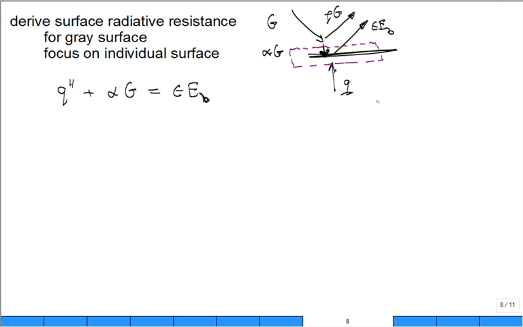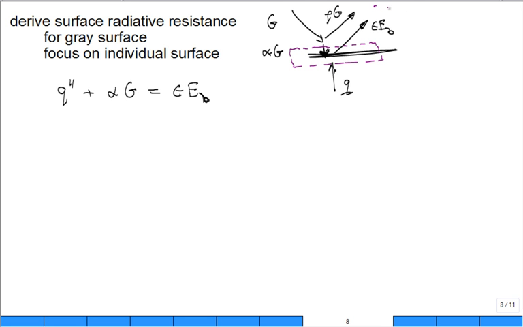Couple things. Should this be a double prime on that Q or not? Yes, it really needs to be a double prime on that Q. Another question I get a lot: where's the rho G in this equation? Well, it didn't come into the surface. It bounced off. So the only thing that comes in for a real energy transfer to that surface is alpha times G. What's alpha? Absorptivity.